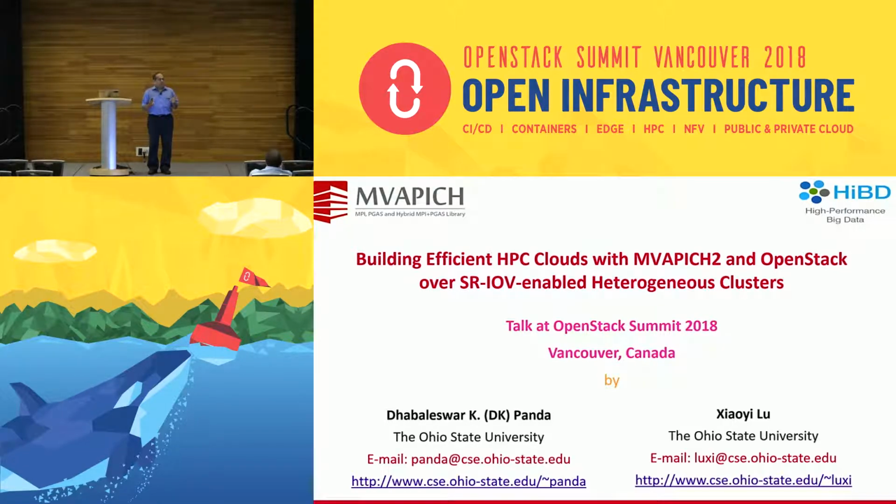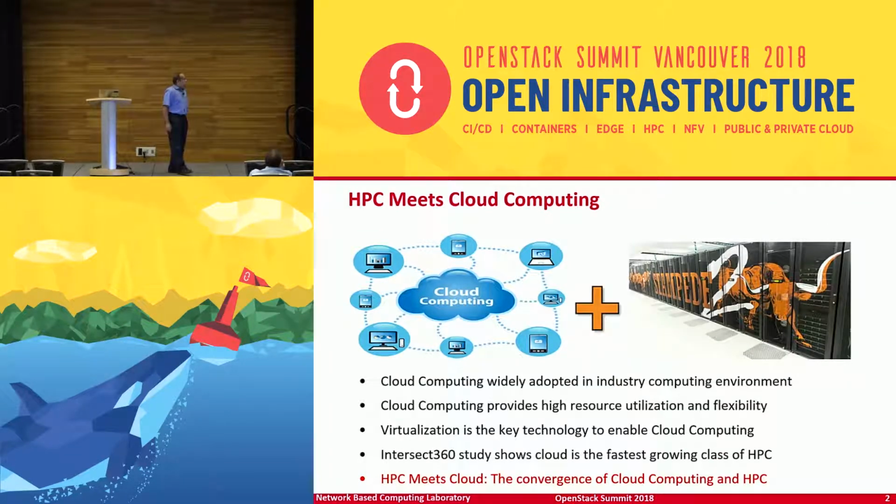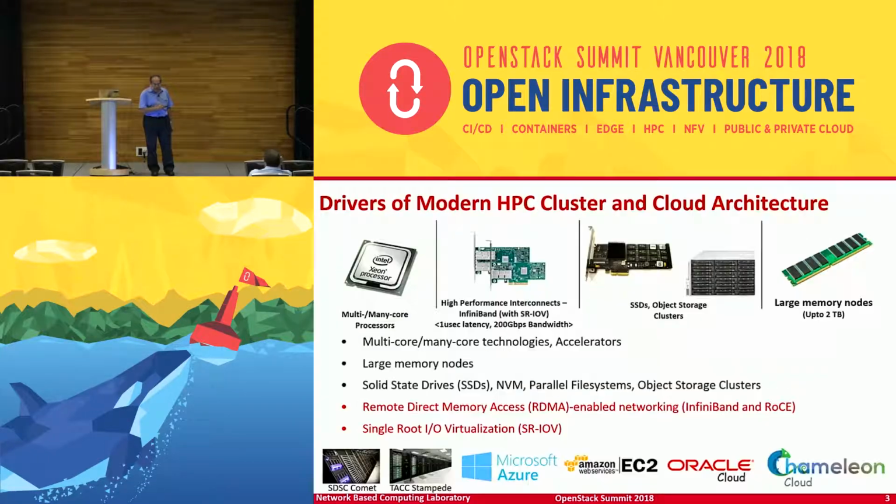So the broad objective of this talk is how to design cloud environments for high performance computing. As many of you know, we are in a very exciting phase. Cloud computing is becoming very common. People want to use all different kinds of resource utilization and have flexibility. But then how do we get high performance computing? Traditionally people have used it on local systems. So how can we make a convergence between these two fields?